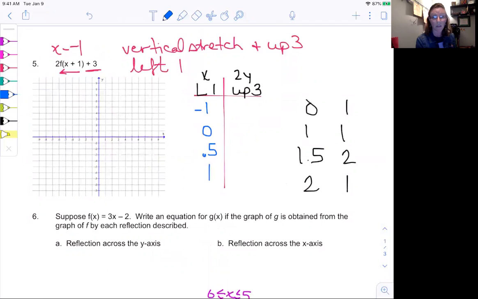My y values, I need to double them first. So I have to take 2 times y, multiplication before addition or subtraction. And then I need to add 3. So I'm going to double it. 1 times 1 is 2, add 3. Double 2, I get 4, add 3. And then I double the 1, and then I add 3. So those should be your new ordered pairs.